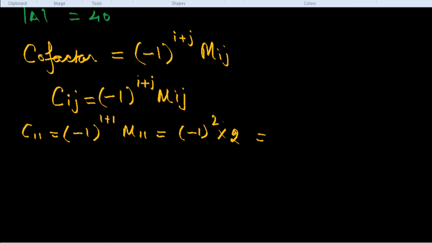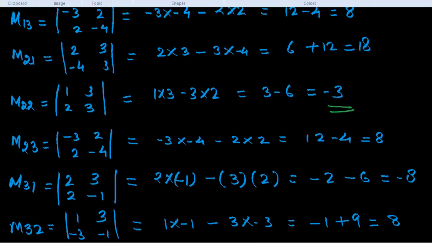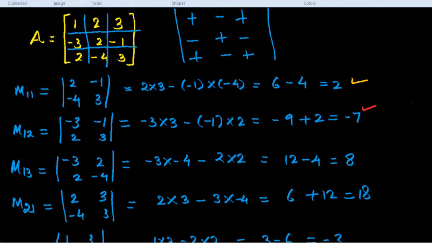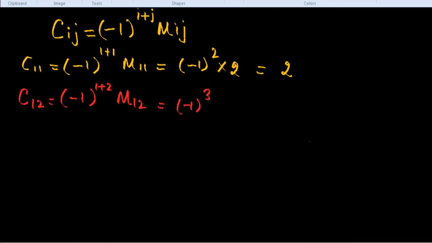So we get minus 1 power 2 is 1, so we get here 2. Now C12, minus 1 power i plus j, where i is 1 and j is 2, so into M12 we get here minus 1 power 3, and the value of M12 we have already found is minus 7, so we put here minus 7. So we get minus 1 to the power 3 is minus 1, and minus 7 gives us positive 7.